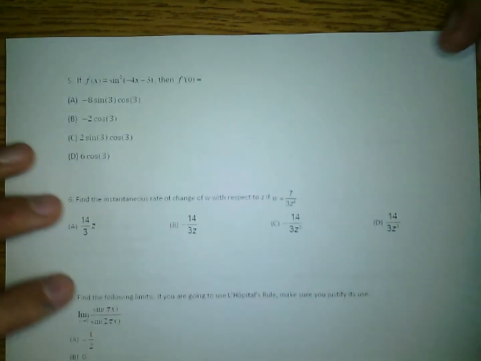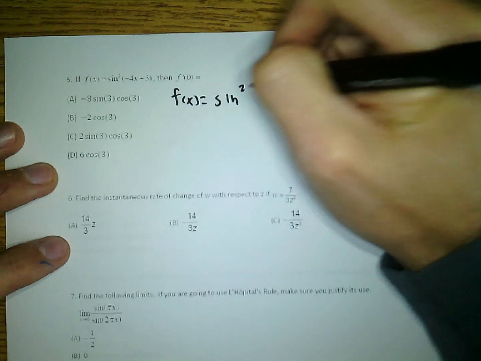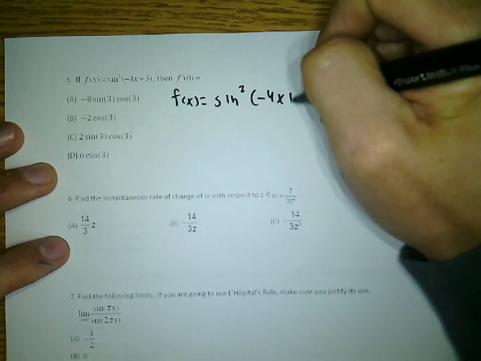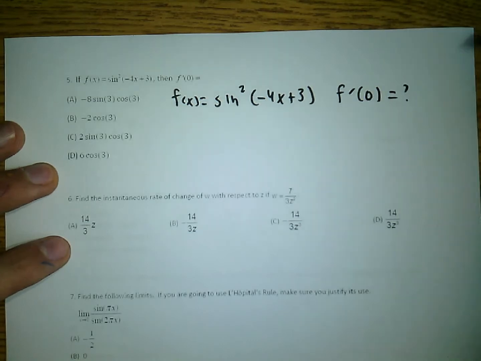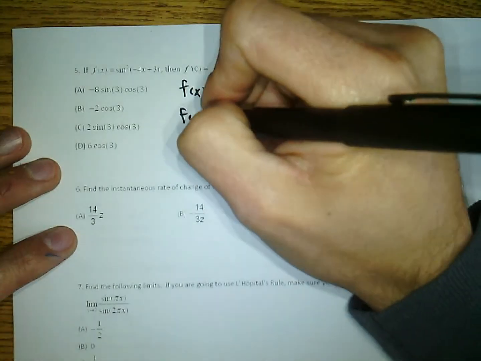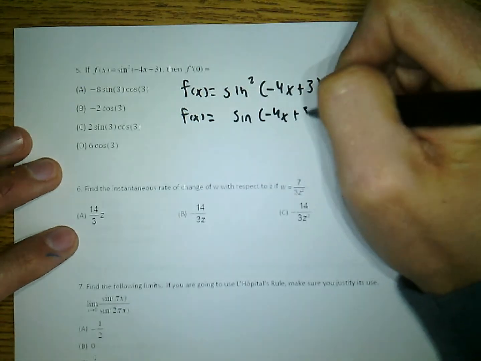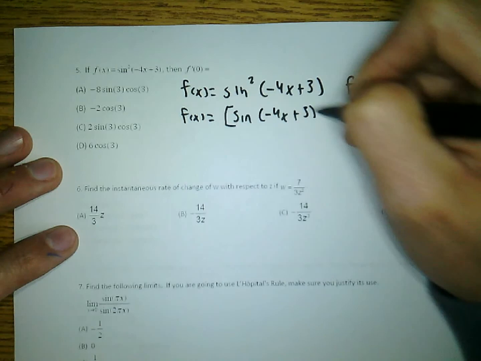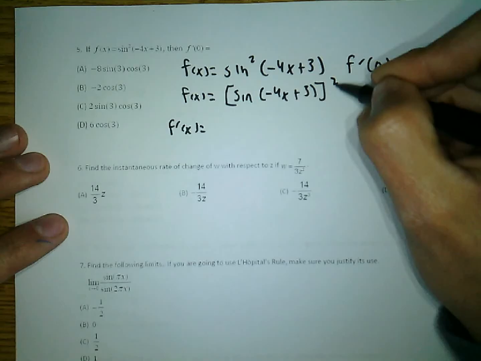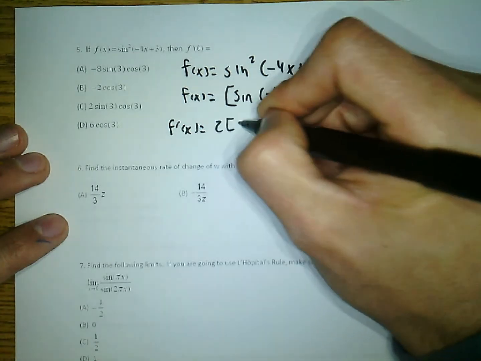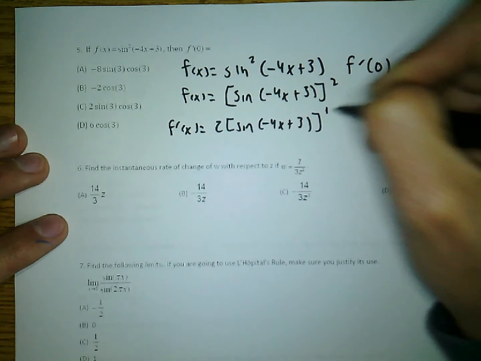We've got, if f of x is equal to the sine squared of negative 4x plus 3, they want to know what f prime of 0 is equal to. So first, I'm going to rewrite this in a way that hopefully will help some of you guys. I'm going to write this as that. As you can see, this is going to be a chain rule. So f prime is equal to 2 times sine of negative 4x plus 3. The power goes down to 1.